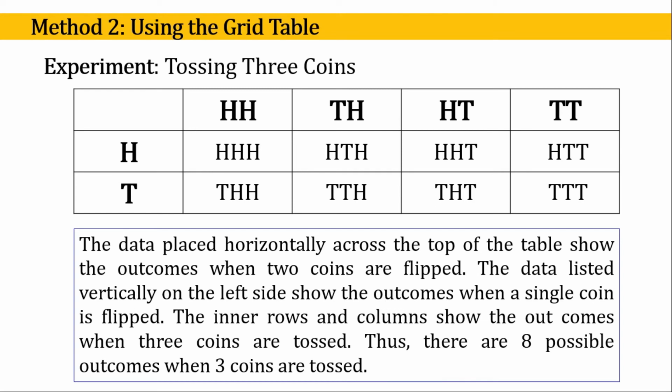The data placed horizontally across the top of the table shows the outcomes when two coins are flipped. The data listed vertically on the left side shows the outcomes when a single coin is flipped. The inner rows of the columns show the outcomes when three coins are tossed. Thus, there are eight possible outcomes when three coins are tossed.